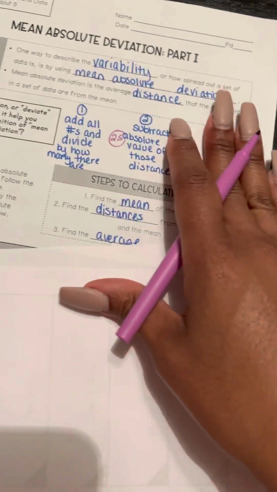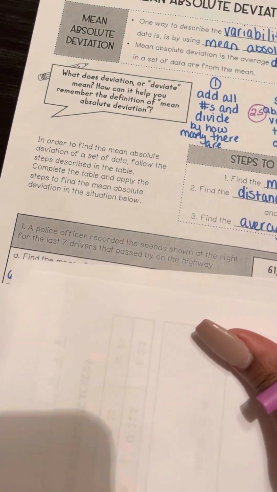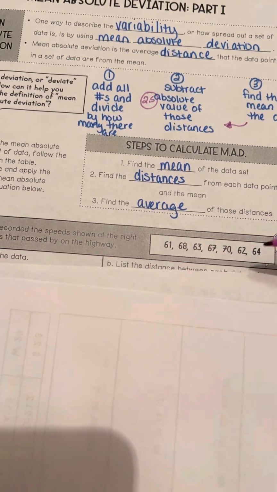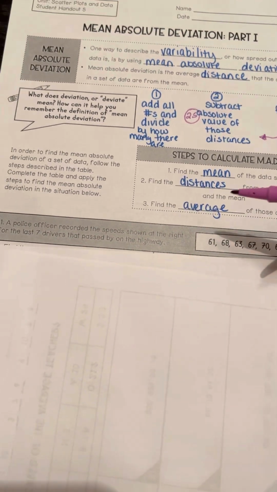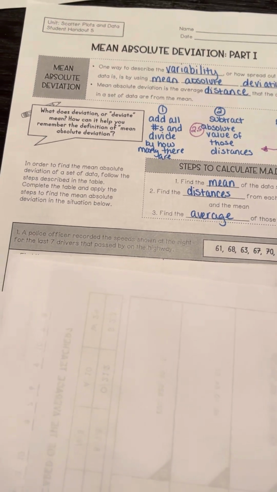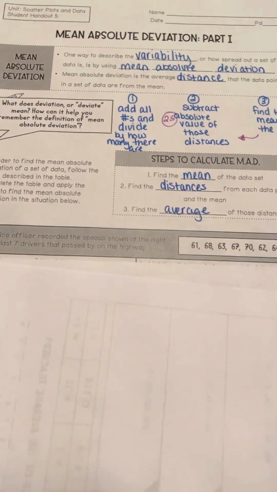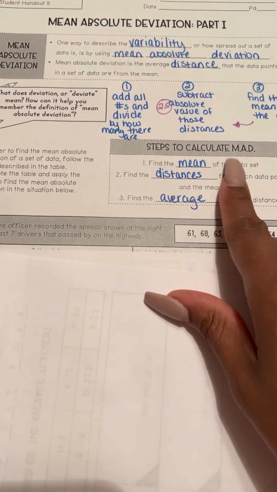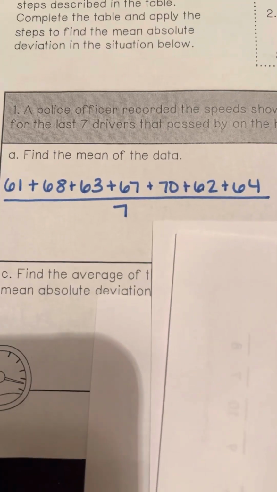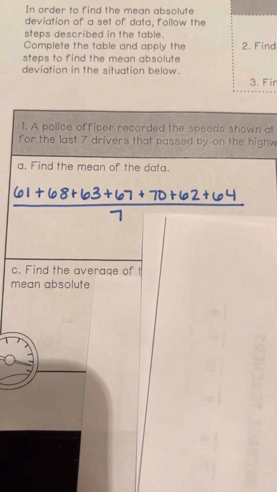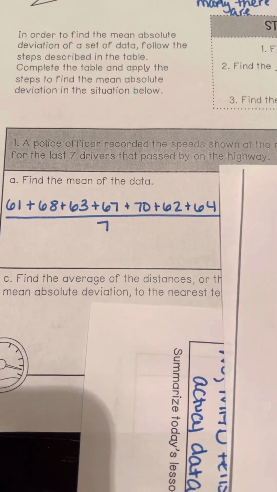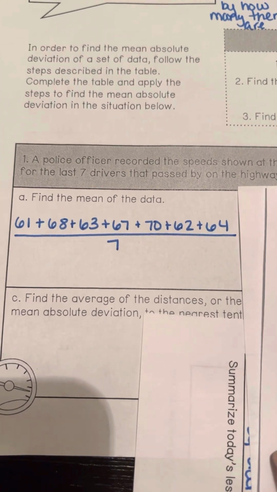But let's calculate a little bit. Down here you have an example: 61, 68, 63, 67, 70, 62, and 64. It says a police officer recorded the speeds shown at the right for the last 7 drivers that passed on the highway. So we know that we have 7 numbers right here. And our first step is going to be to find the mean of that data set, okay? So we are going to add all of those numbers up and divide by 7. So take your time, take your calculator, add the numbers up so that we can divide by 7.